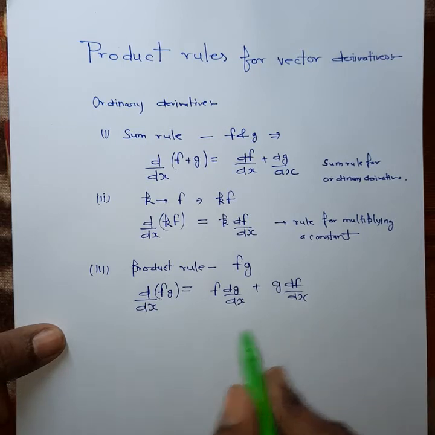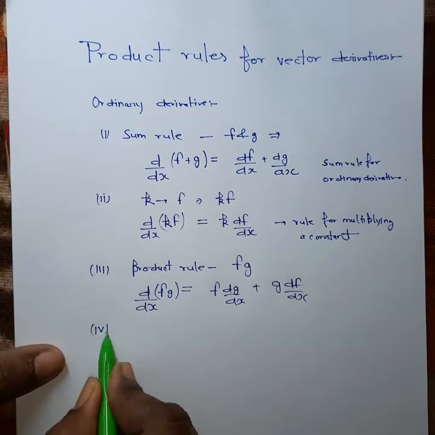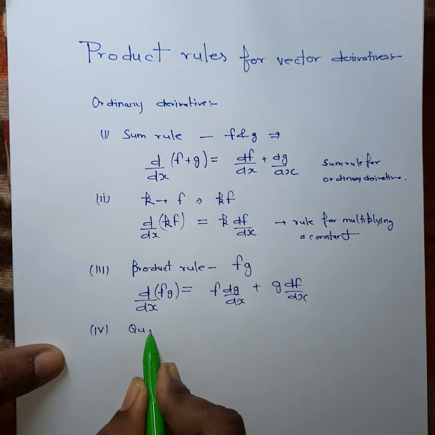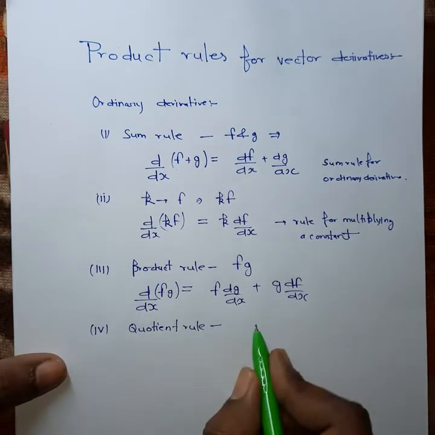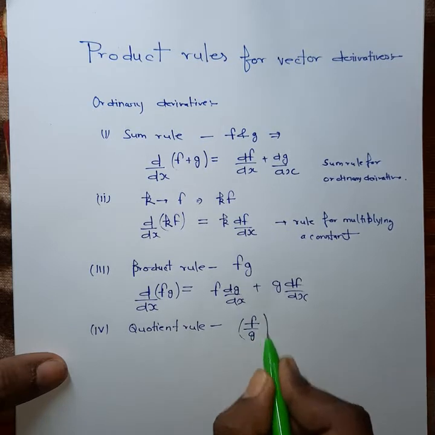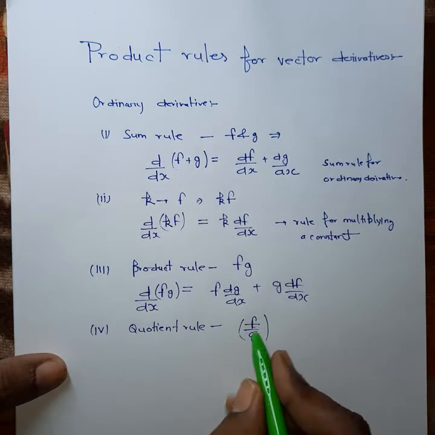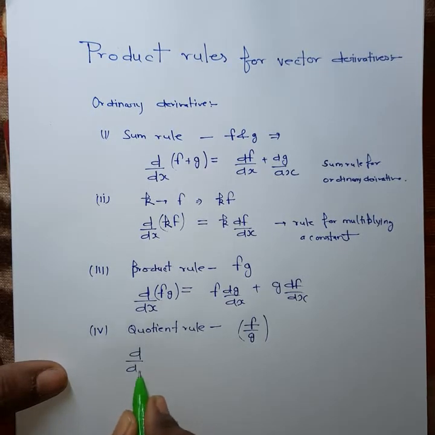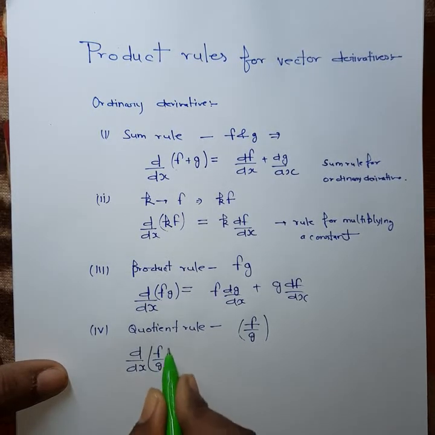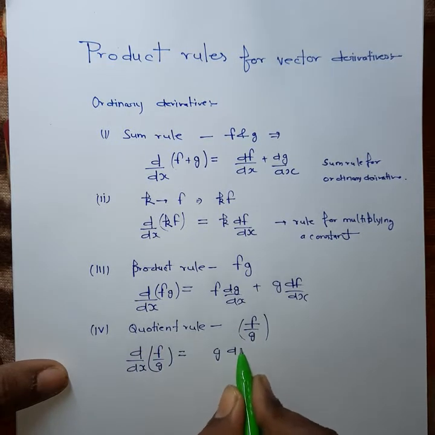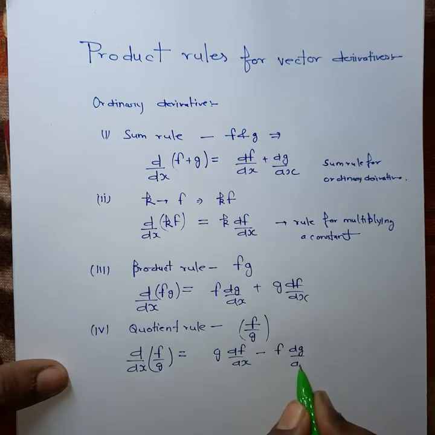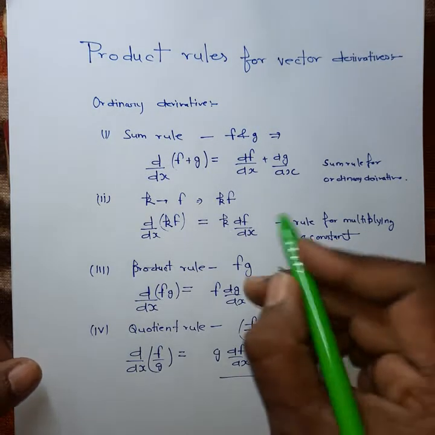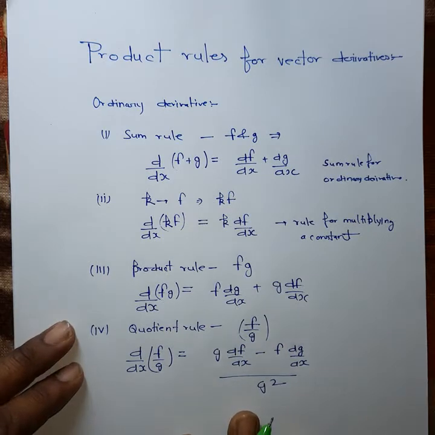You know this very well, na? Similarly, there is a quotient rule for ordinary derivatives. What is the quotient rule? It tells you that if you have f divided by g, then d by dx of f by g can be written as g df by dx minus f dg by dx, divided by g square. So these rules are valid for ordinary derivatives.